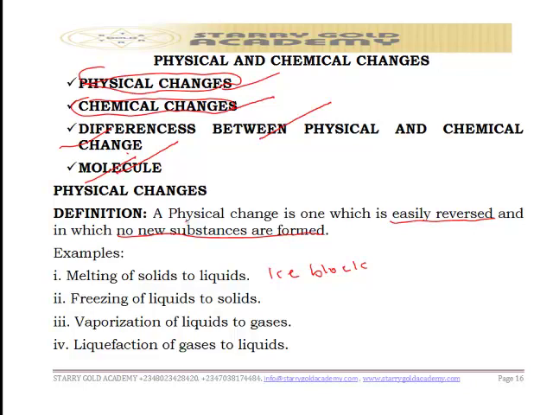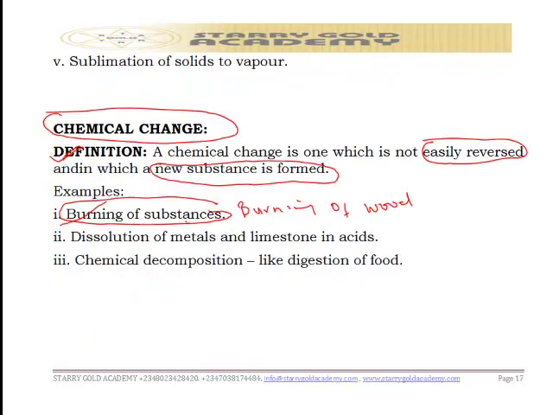We have the melting of solid to liquid, for which I gave you the example of an ice block. We have the freezing of liquid to solid, the evaporation of liquid to gases, and the liquefaction of gases to liquid. Now we have sublimation of solid to vapor, which I explained in our previous classes.